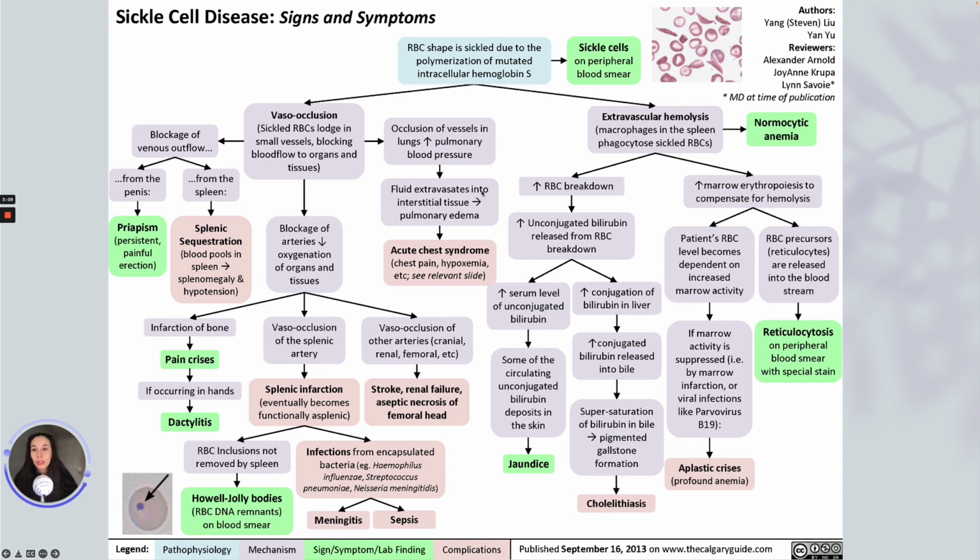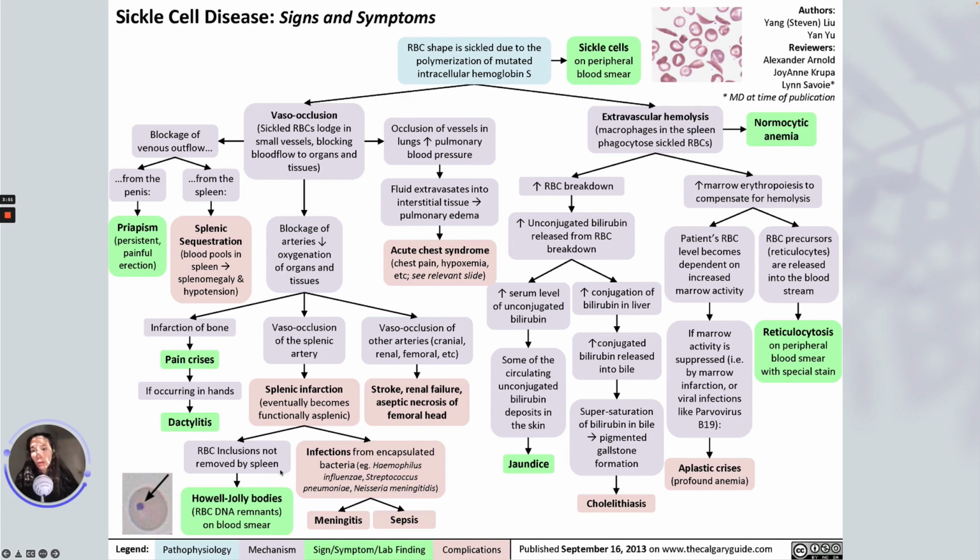So priapism is a symptom of sickle cell disease. Splenic sequelae: blood pools in the spleen and causes hypotension and splenomegaly. There's also the blockage of arteries, which decreases oxygenation to organs and tissues. This is going to cause infarction of bone, which causes pain. These patients have lots of pain. And if occluding in the hands, you'll see dactylitis. Then the vaso-occlusion of splenic arteries, again, back to that splenic infarction.